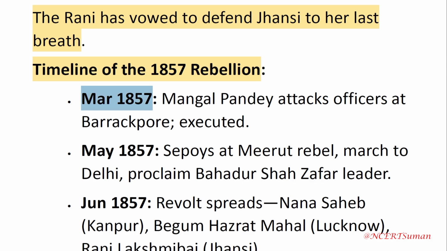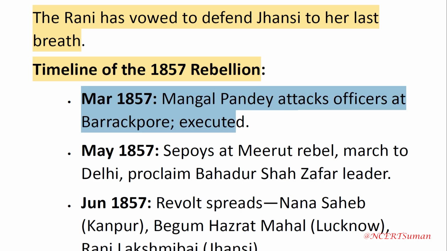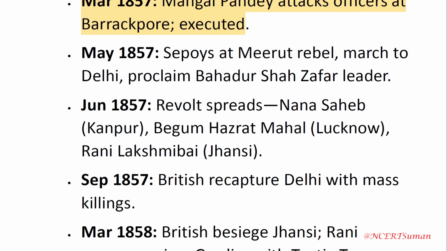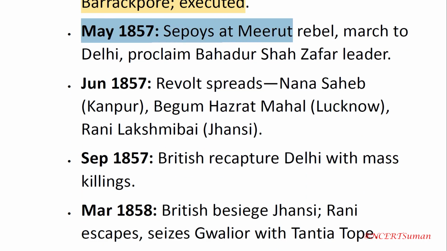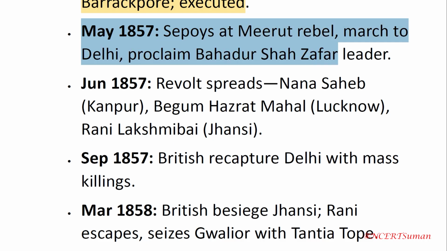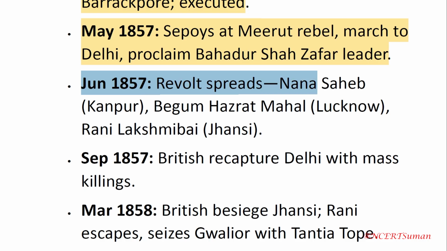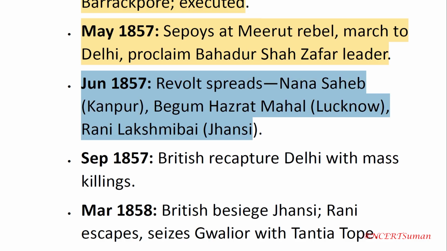Mar 1857. Mangal Pandey attacks officers at Barrackpore, executed. May 1857. Sepoys at Meerut rebel, march to Delhi, proclaim Bahadur Shah Zafar leader. Jun 1857. Revolt spreads: Nana Sahib, Kanpur; Begum Hazrat Mahal, Lucknow; Rani Lakshmibai, Jhansi.